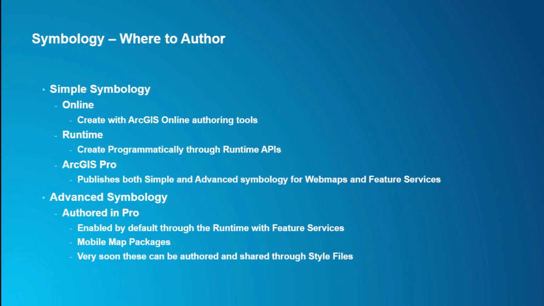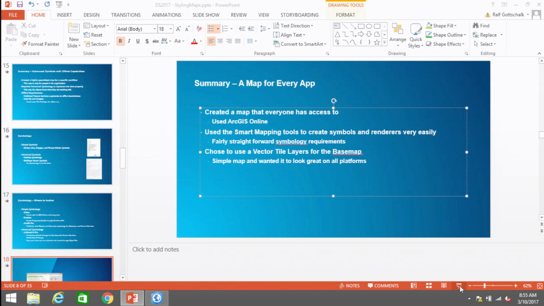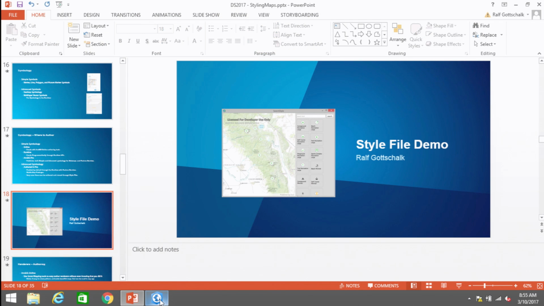So lots of organizations have their own style files that they use. I used to work for the National Park Service, and we had a style file, and every time I made maps, I would use that style file. Now you'll be able to take that style file and put it on your mobile device and use those symbols directly. So I guess I'll do a quick demo of that because I think it's kind of cool.